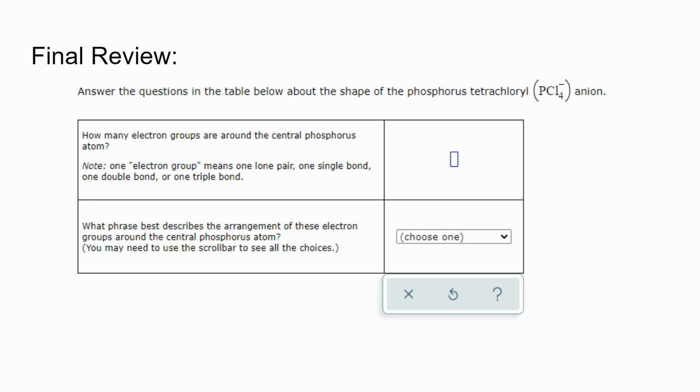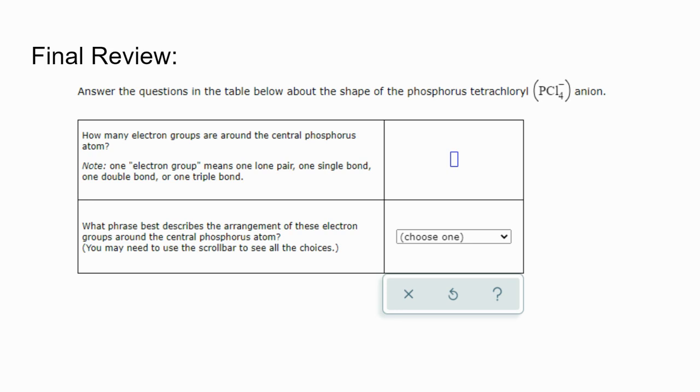So 2, 4, 6, 8, 10, 12, 14, 16, 18, 20, 22, 24. So now we've used up 24 more electrons. We have 2 left. Where are we going to put these 2 electrons? 2 left over. On the phosphorus. Good. So phosphorus is in that 3rd row, so it can hold more than an octet.